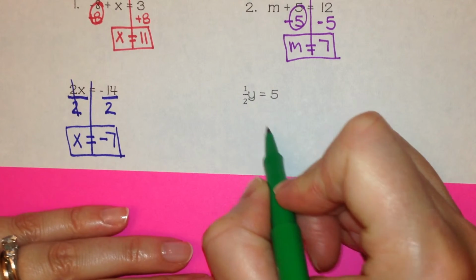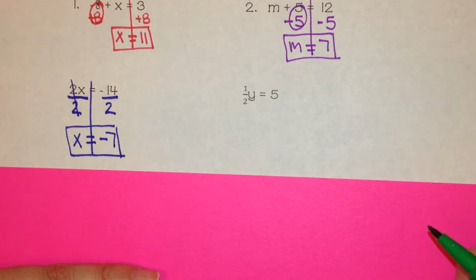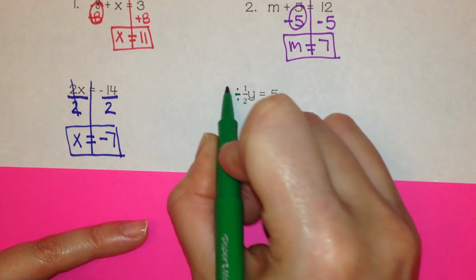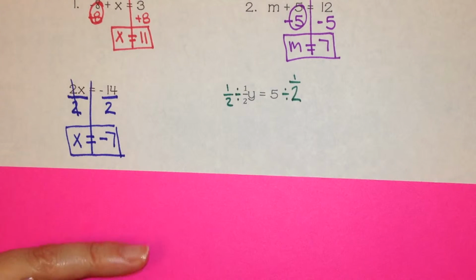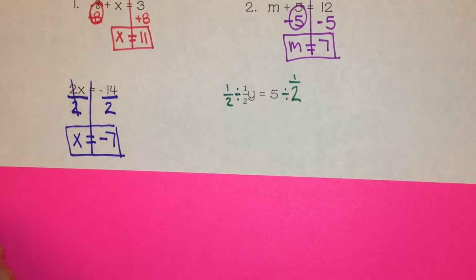All right, this one's a little more tricky. I have 1/2 times y is equal to 5. So opposite operation of multiplying y by 1/2 is dividing by 1/2. So I'm going to divide both sides by 1/2. But dividing by 1/2, don't we do keep it, change it, flip it? So keep the first fraction the same, change division to multiplication, flip the second fraction over. So, well, that's a little more tricky.